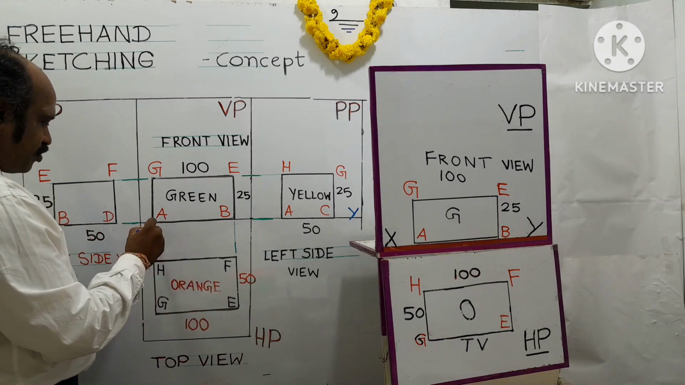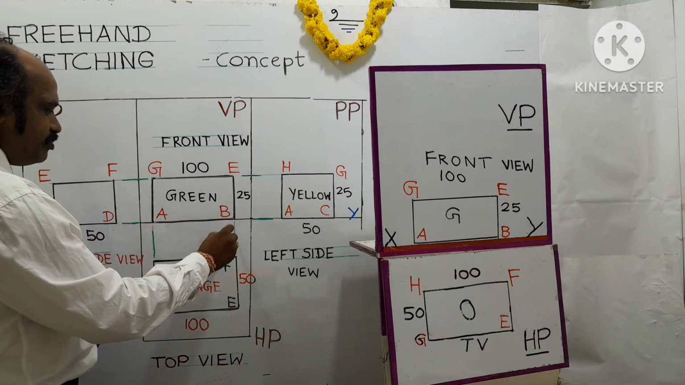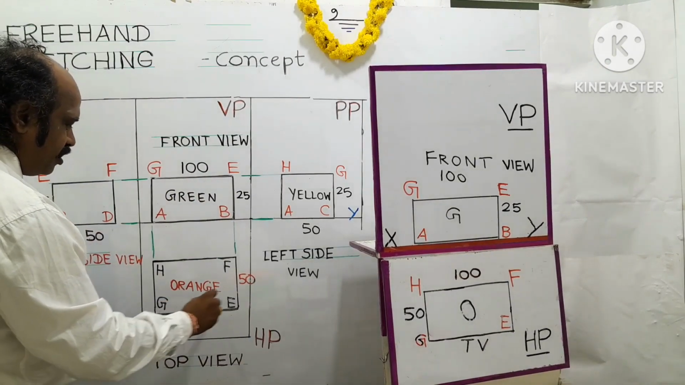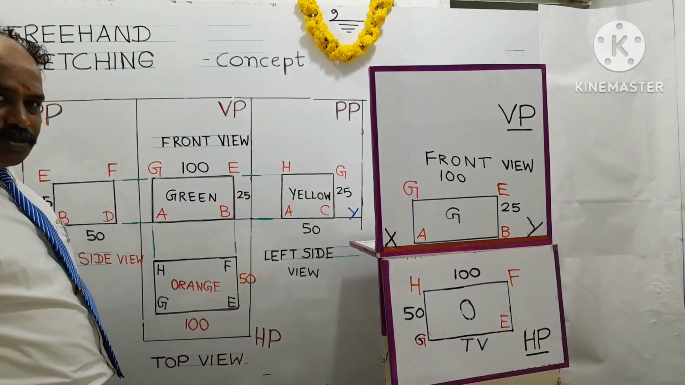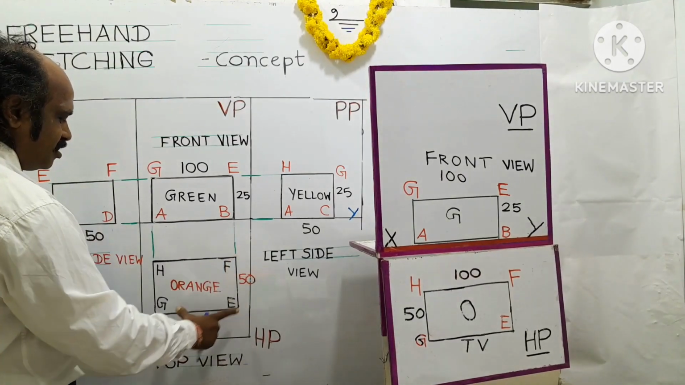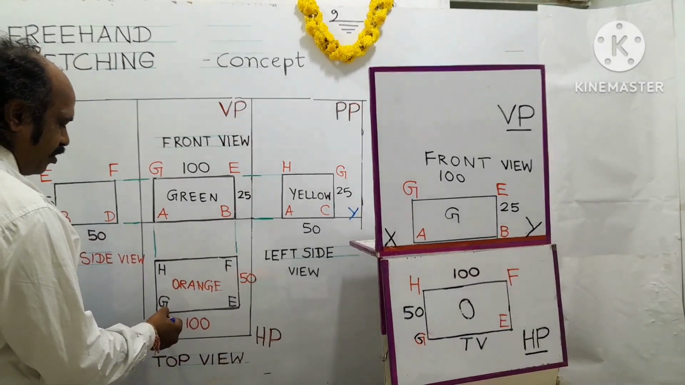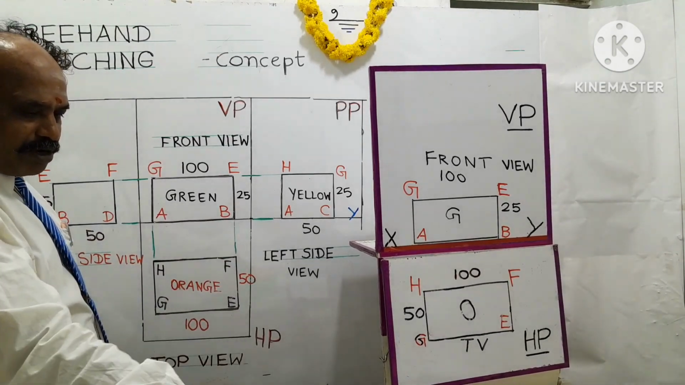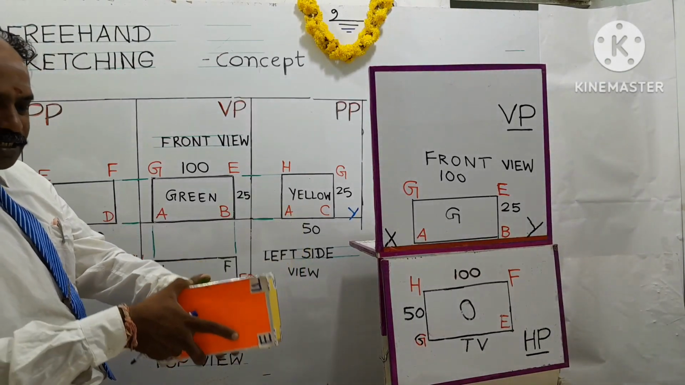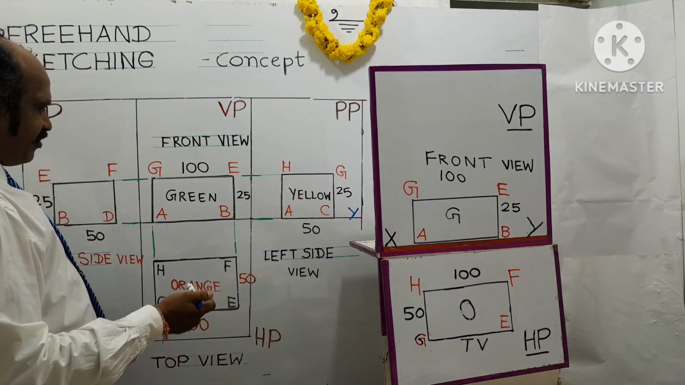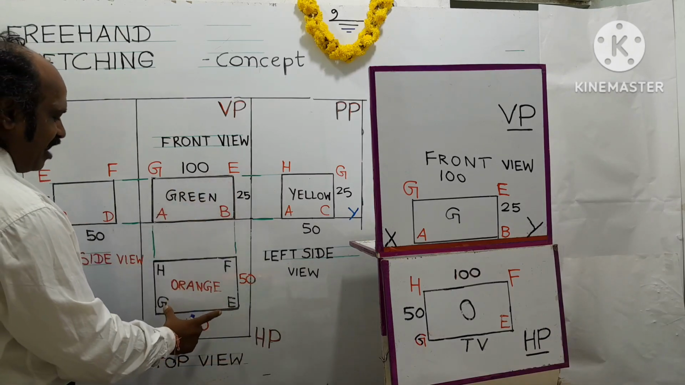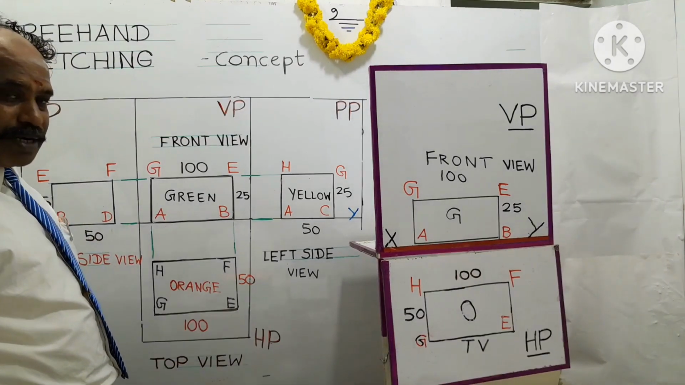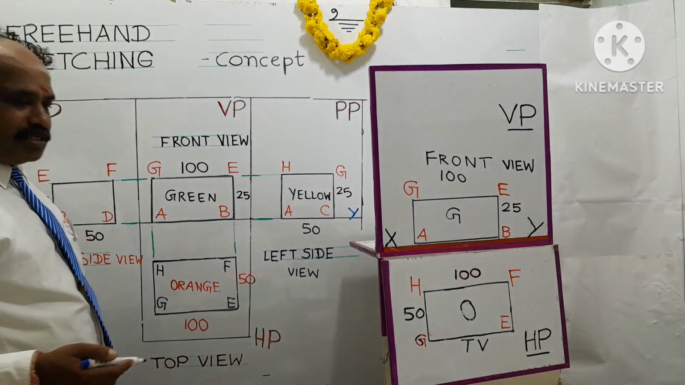This green color line I showed is a projector line. It's drawn by 2H pencil, and this front view and top view shall be drawn by HB pencil. It appears to be dark, as it is an object line. These are the points G, E, F, H. The corresponding points are also shown in this object. Okay. Front view will have length and height. Top view will have length and breadth of the object. Understand? Next, I'm going to explain how the side views are projected.